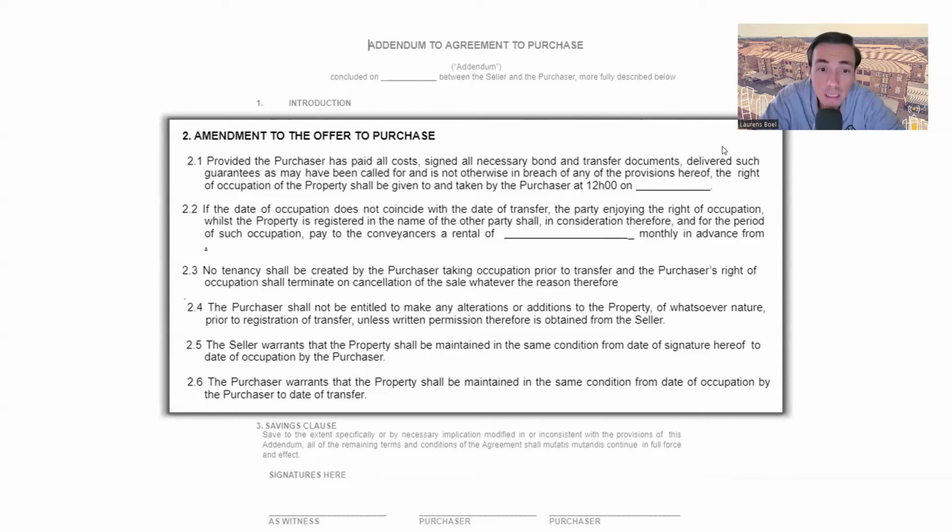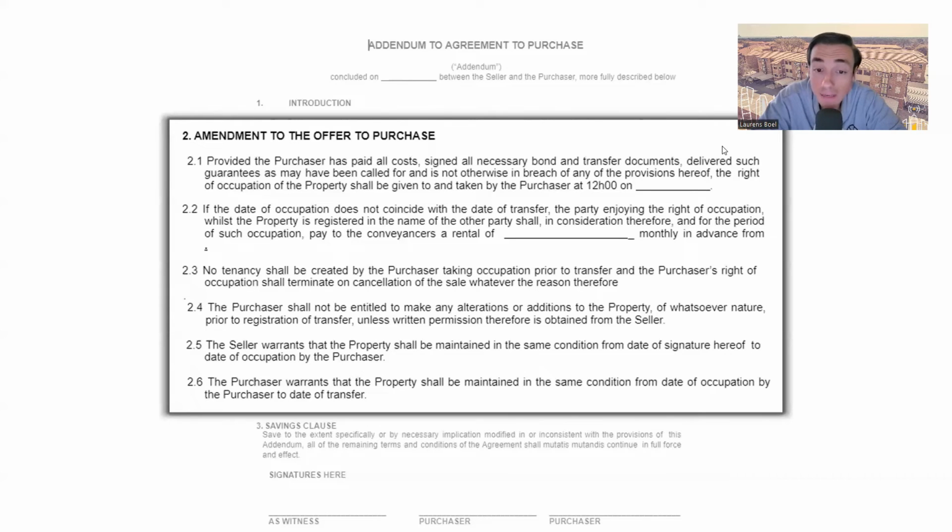"No tenancy shall be created by the purchaser taking occupation prior to transfer, and the purchaser's right of occupation shall terminate on cancellation of the sale for whatever reason." So basically, this is just protecting the seller from the purchaser squatting in the property after a cancellation has occurred.